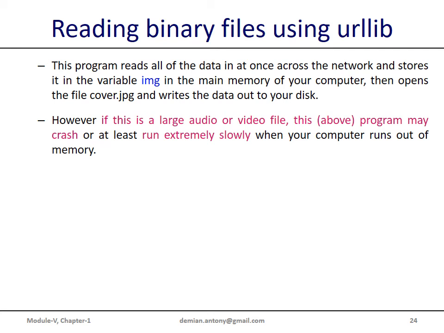And what you saw is the previous program. It reads all the data at once across the network and stores it in a variable img in the main memory, and then we transfer the contents of main memory onto the secondary storage by opening a file, then writing the contents of the img string onto the file, and then closing the file, which actually transfers the contents back to the secondary storage.